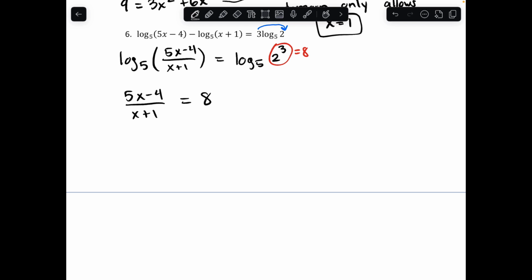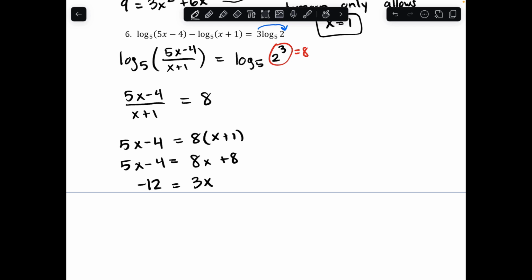So let's go ahead and multiply both sides by our denominator x plus 1. And we will get 5x minus 4 is equal to 8 times x plus 1. Let's go ahead and distribute. We'll have 5x minus 4 is going to be equal to 8x plus 8. We can subtract the 5x over and subtract the 8 over to get negative 12 is going to be equal to 3 times x, and hence negative 4 is equal to x.